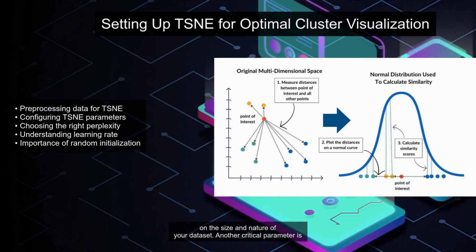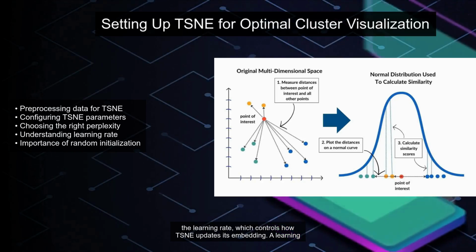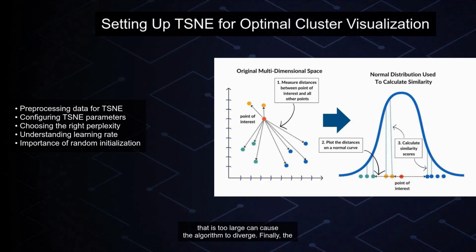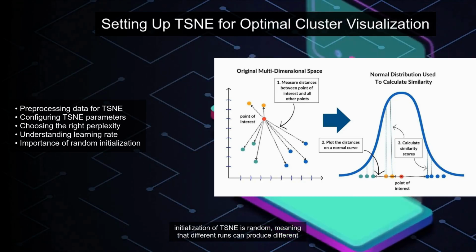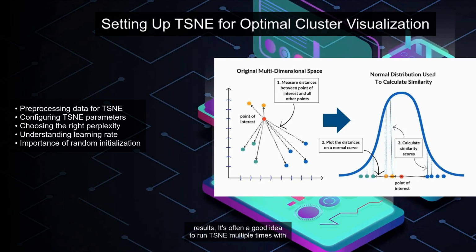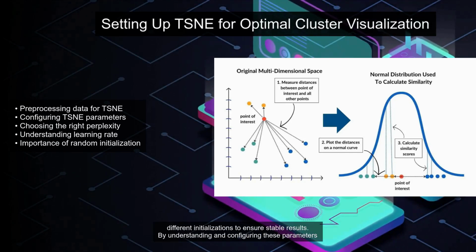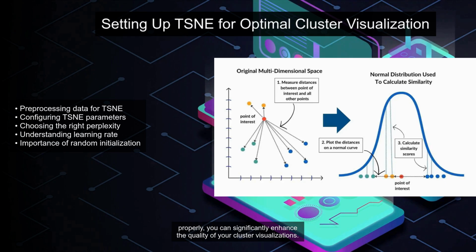Another critical parameter is the learning rate, which controls how TSNE updates its embedding. A learning rate that is too small may lead to slow convergence, while one that is too large can cause the algorithm to diverge. Finally, the initialization of TSNE is random, meaning that different runs can produce different results. It's often a good idea to run TSNE multiple times with different initializations to ensure stable results. By understanding and configuring these parameters properly, you can significantly enhance the quality of your cluster visualizations.